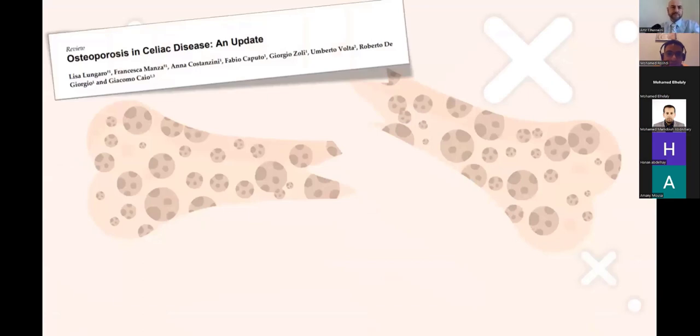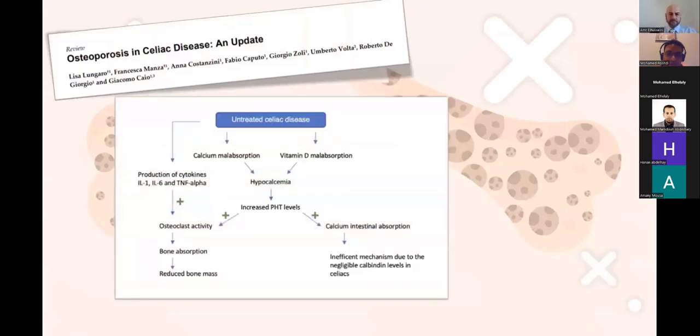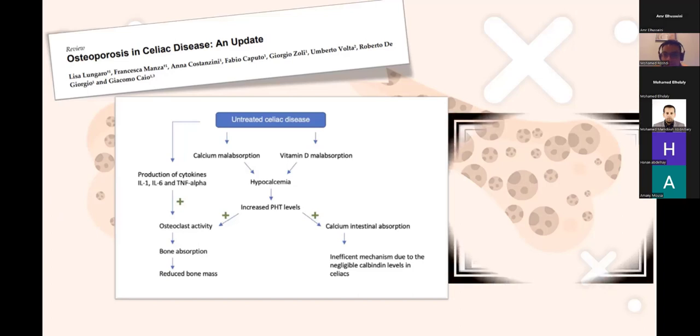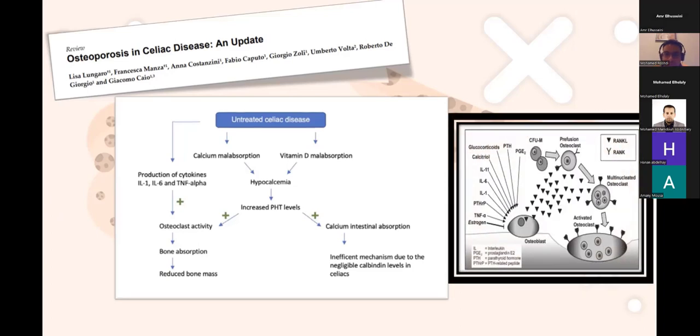What's important about celiac disease is the osteoporosis. I do think all of you know that celiac disease could cause osteoporosis through its effect on intestinal malabsorption of calcium and vitamin D. However, there is another way, including production of cytokines again, interleukin 1, interleukin 6, and tumor necrosis factor alpha, increasing the osteoclastic activity, increasing the bone resorption, and decreasing the bone mass.